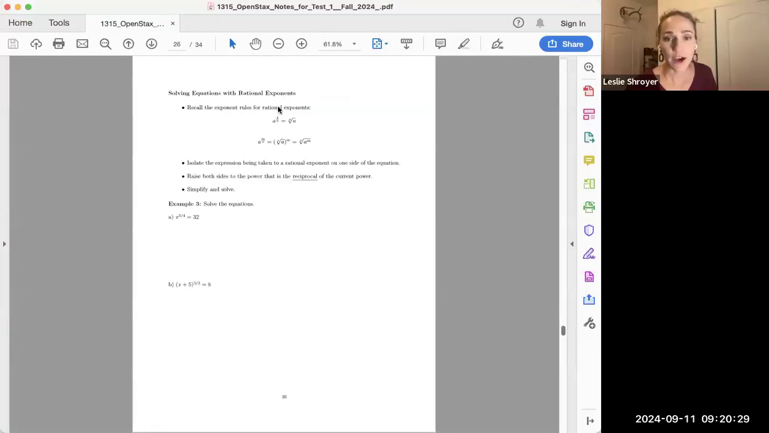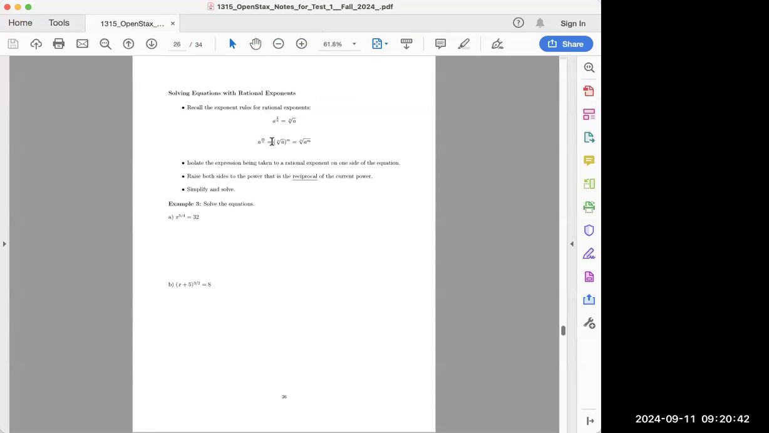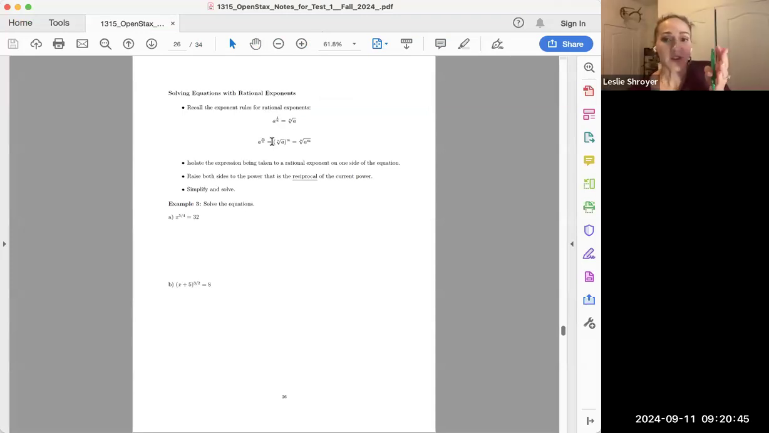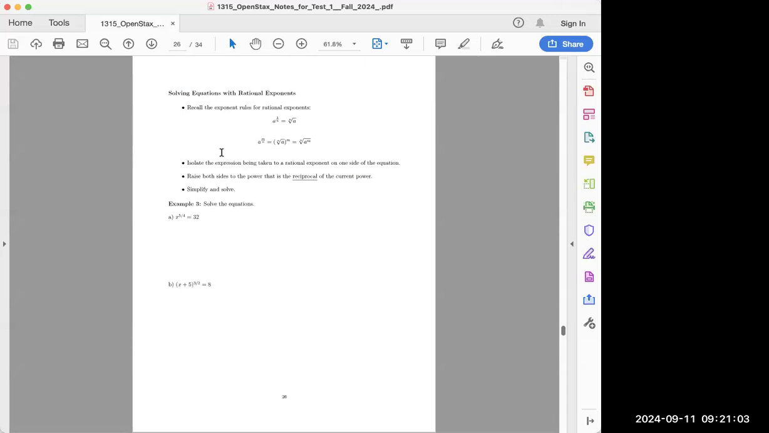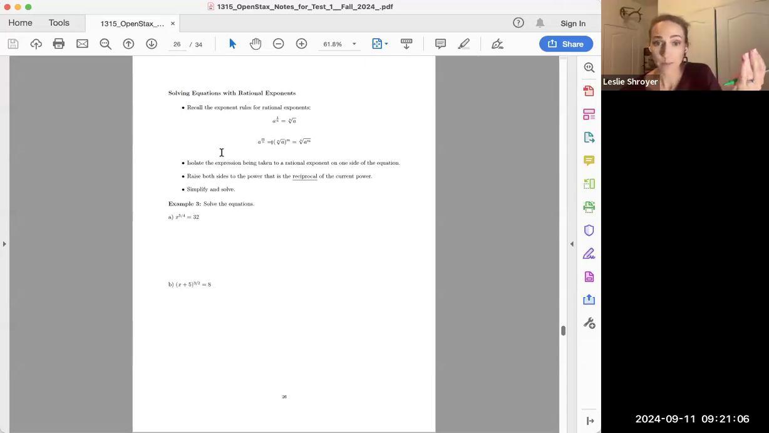Okay, so we are now into solving equations with rational exponents. So recall the exponent rules for rational exponents. A to the 1 over n is equal to the nth root of a, right? So fractional exponents introduce radicals. So if I have a to the m divided by n, well, this is the nth root of a raised to the m power, or the nth root of a to the m.